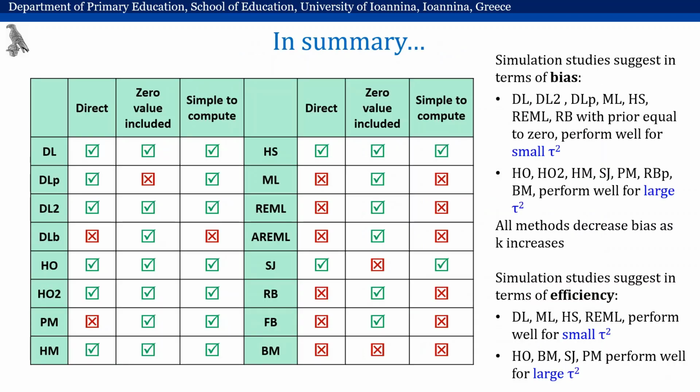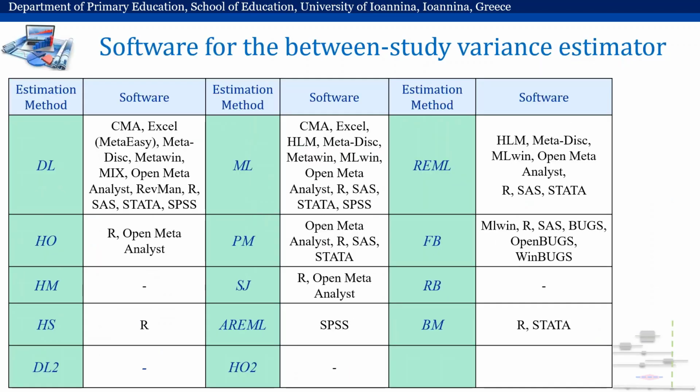So in summary, the methods vary depending on their properties, as you can see, and there is no uniformly best approach for all meta-analytical scenarios. There are several software options that can apply the methods, and as you can see, the most popular is the DerSimonian and Laird, followed by the maximum likelihood and the restricted maximum likelihood methods.